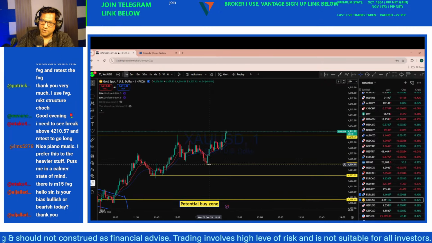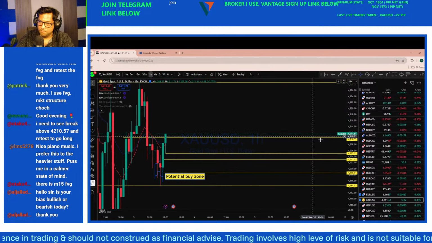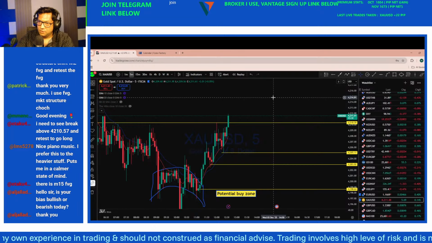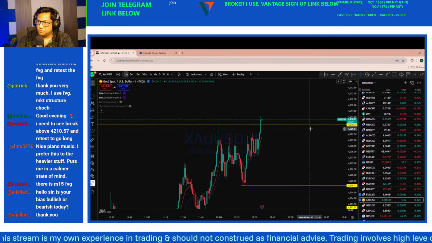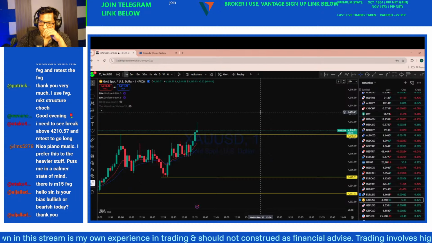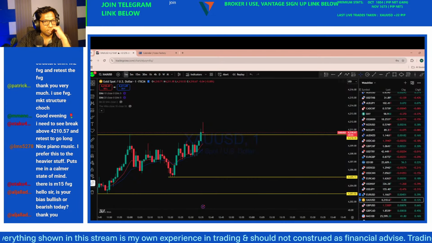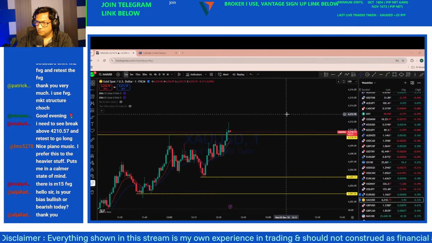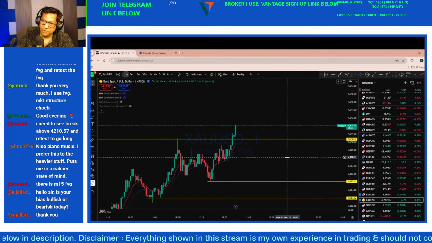Okay, with this inverted head and shoulder, the market has created this structure and it's now trying to break to the upside. The volume is showing up to be bullish. So here it is now maintaining an uptrending market structure.